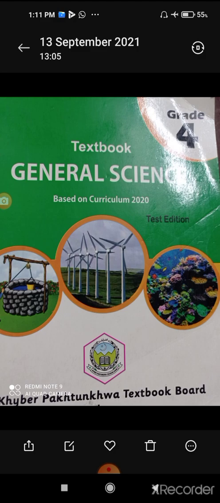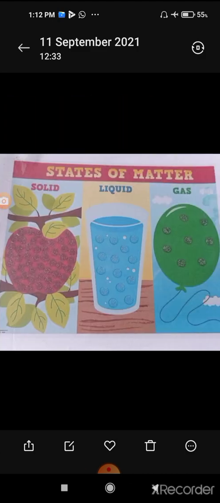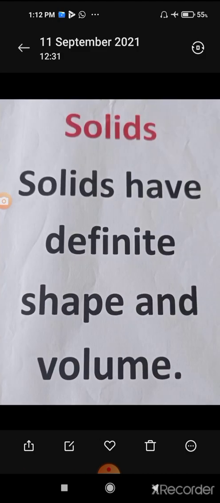Okay, dear students, before going on vacation, we have just completed our fourth chapter, that is matter and its characteristics. And today I am going to recapitulate it for your revision. So let's start first with matter. This chapter is about matter and its states and all the details and characteristics of matter. So first we will see what is matter.